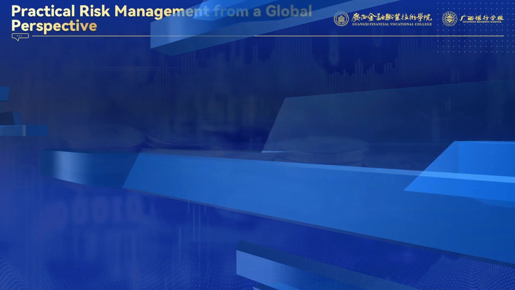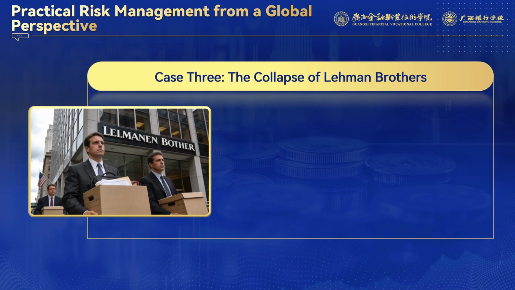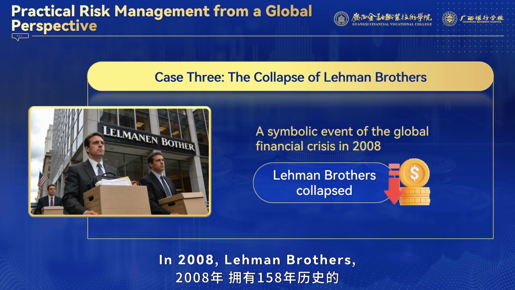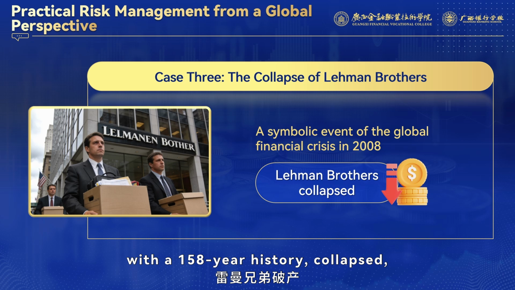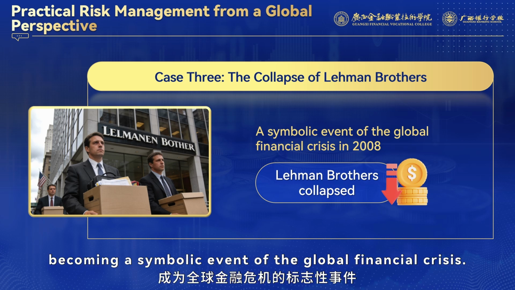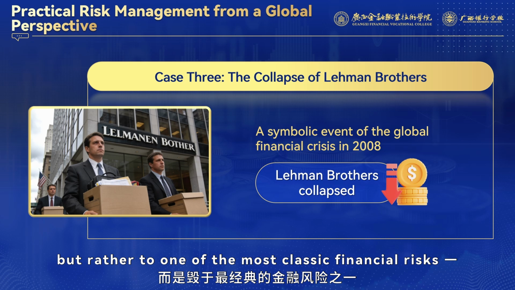Case 3. The collapse of Lehman Brothers. In 2008, Lehman Brothers, a Wall Street investment bank with a 158-year history, collapsed, becoming a symbolic event of the global financial crisis. Its downfall was not due to worthless assets, but rather to one of the most classic financial risks, liquidity risk.